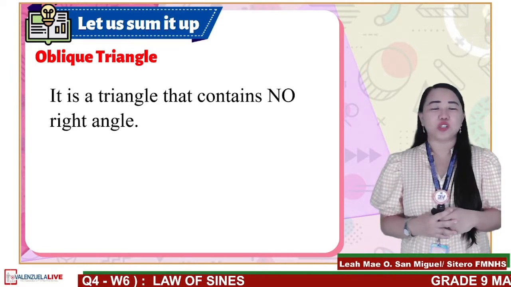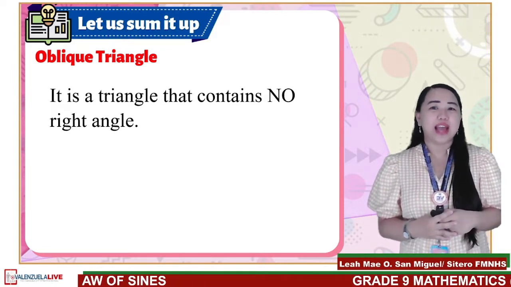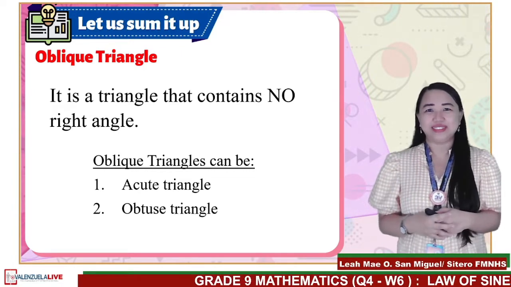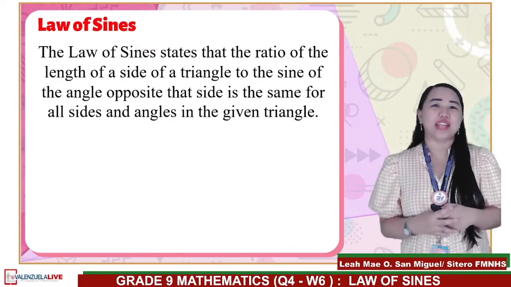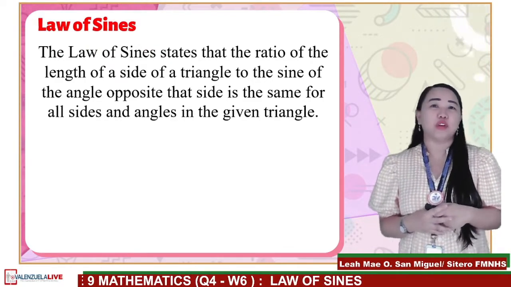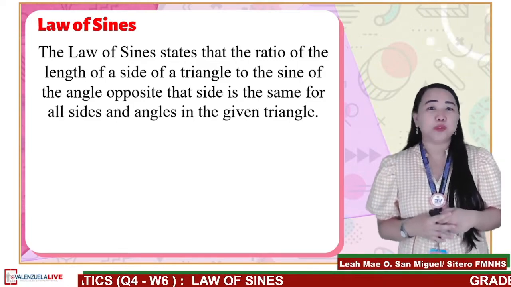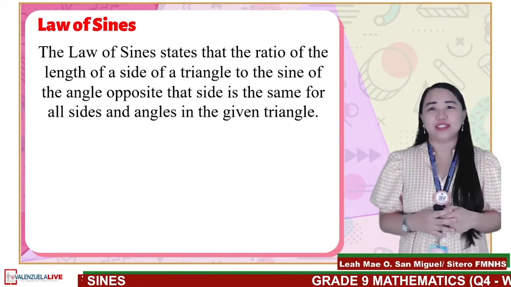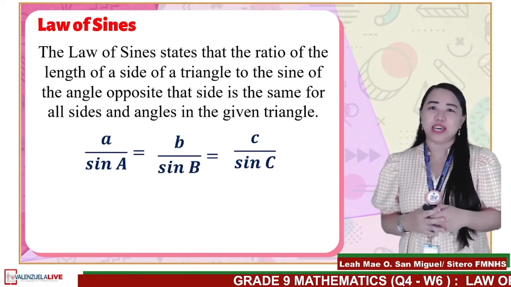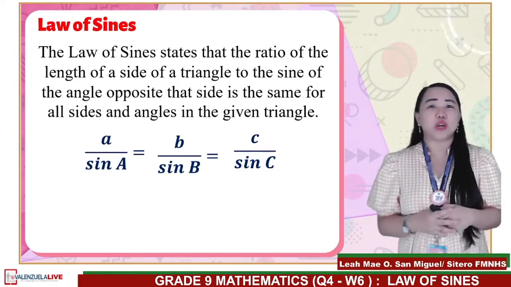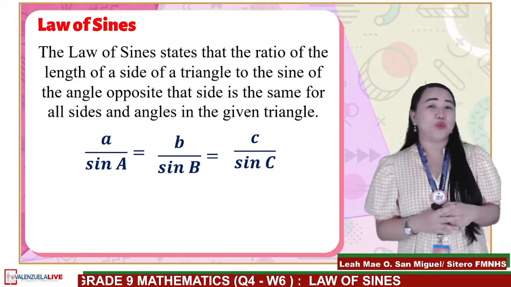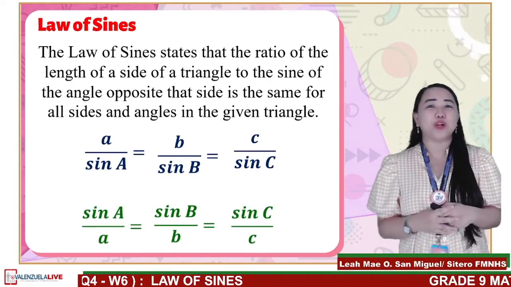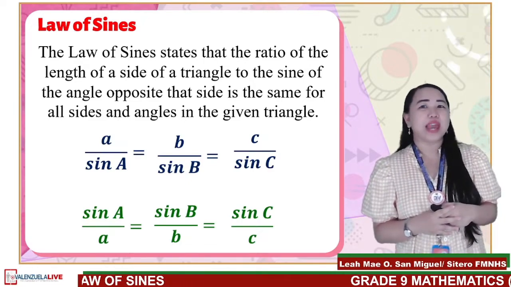Oblique triangle is a triangle that contains no right angle. Oblique triangles can be acute or obtuse triangle. The law of sines states that the ratio of the length of a side of a triangle to the sine of the angle opposite that side is the same for all sides and angles in the given triangle. In any triangle ABC, a over sine A is equal to b over sine B is equal to c over sine C, or sine A over a is equal to sine B over b is equal to sine C over c.